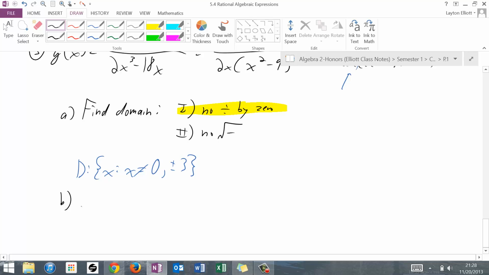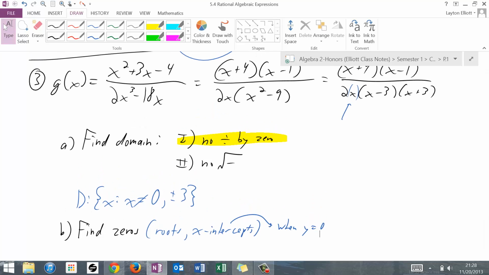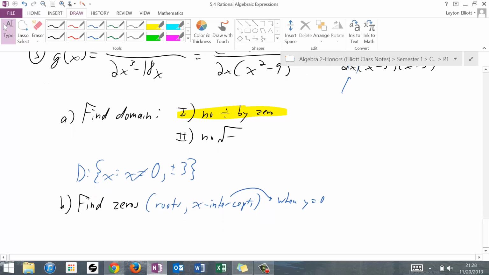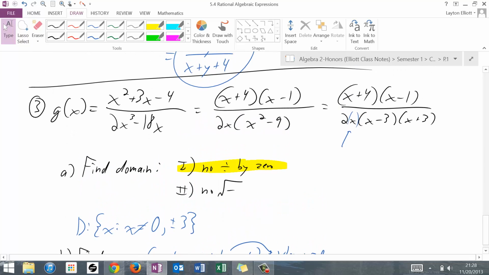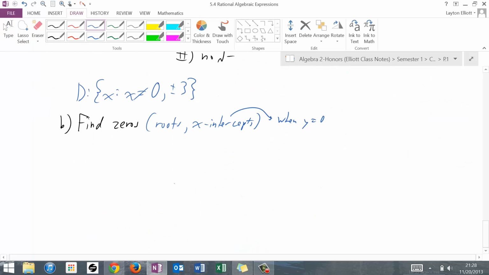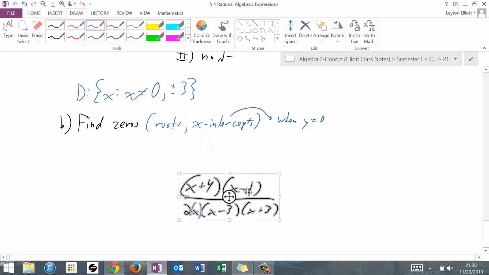Part B is actually asking you to find the zeros. If you remember back from the terminology I want you to know for this class, zeros mean the same thing as roots, mean the same thing as x-intercepts. And what an x-intercept is, it's the value when y is equal to 0. Well, there is no y in function notation, but you guys know that the g of x acts like y.